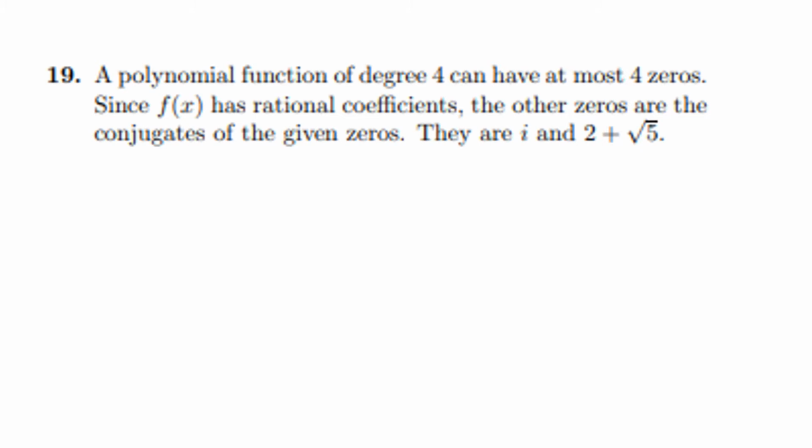Since the polynomial of degree 4 can have at most 4 zeros, and since it has rational coefficients, the other zeros are the conjugates of the given zeros. So the two additional zeros are i and 2 plus the square root of 5.